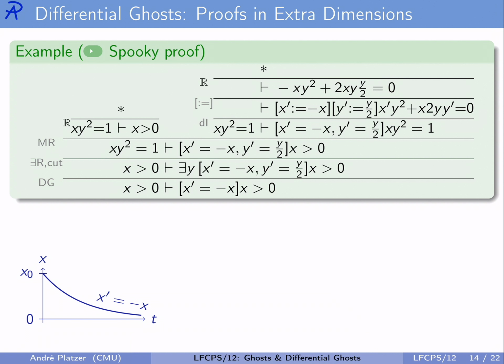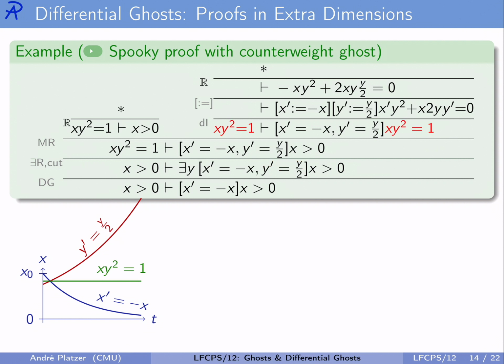Brilliant. We have a proof. And what the proof did is it introduced a new differential equation, y prime equals y over 2, which was made up arbitrarily, just for the sake of this argument, because it did make the question we cared about, x y squared equals 1, to be a very easily provable invariant of the dynamics.